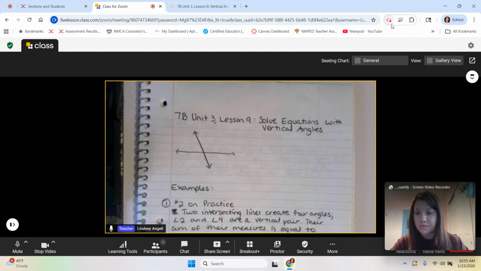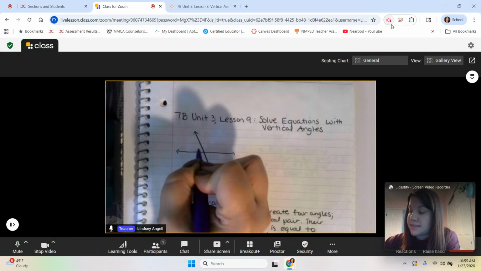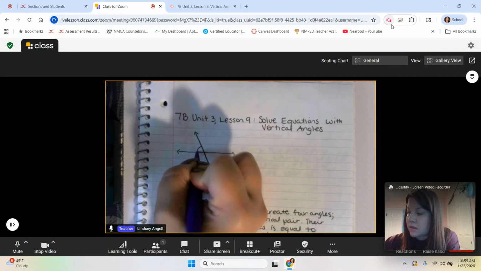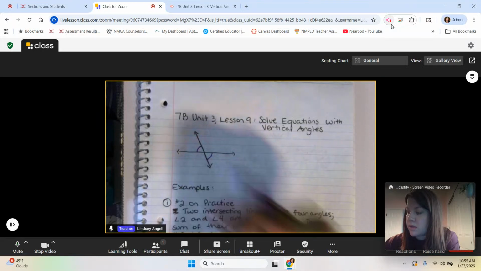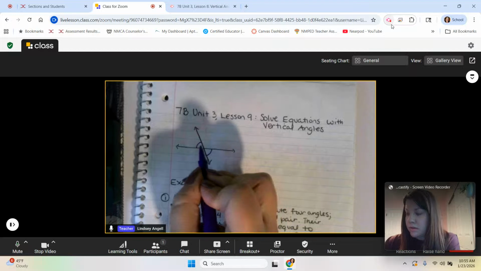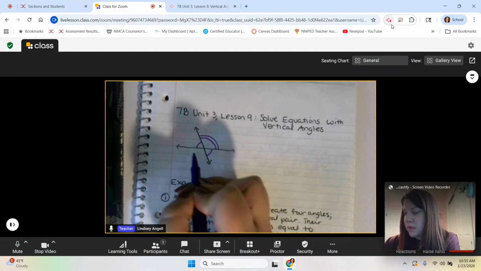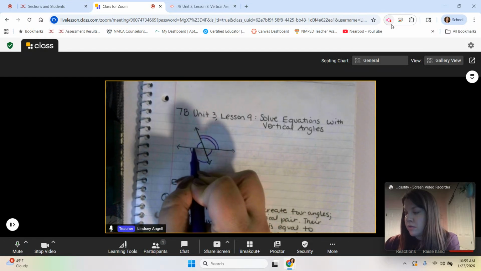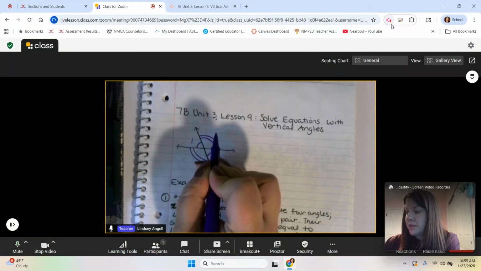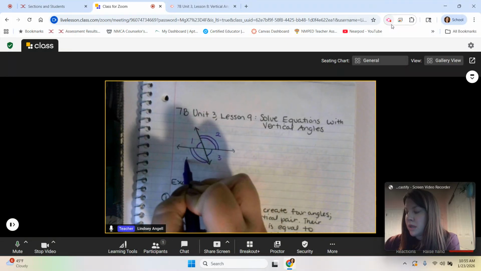Just as a reminder, vertical angles are the angles that are formed and they are across from each other when two lines intersect. So in this case, this angle is a vertical angle with that one. And then this angle is a vertical angle with this one. And we could label these as 1, 2, 3, and 4.